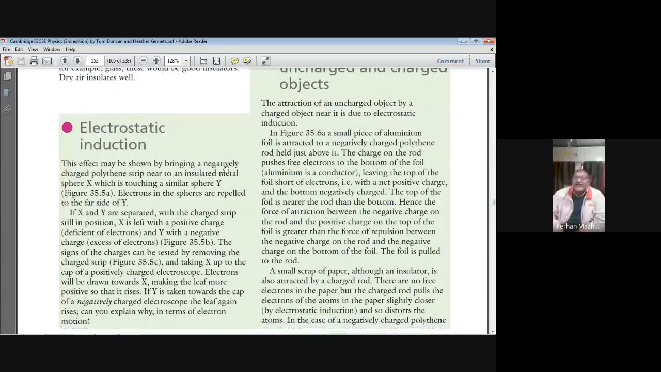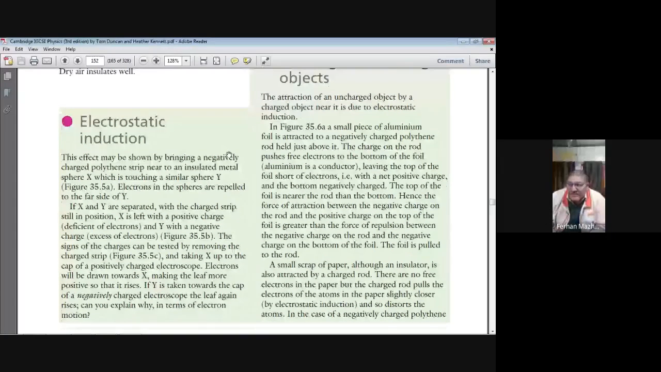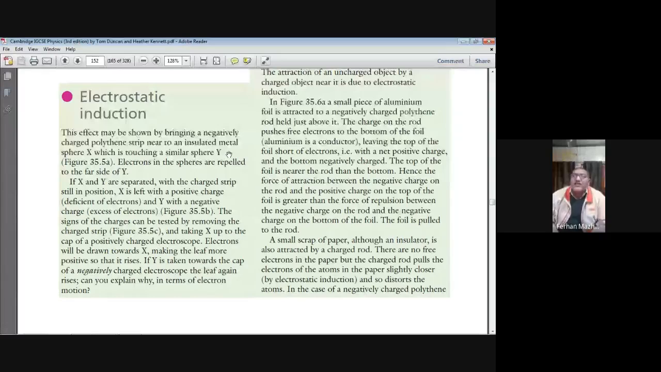In figure 35.6a, a small piece of aluminum foil is attracted to a negatively charged polythene rod held just above it. The charge on the rod pushes free electrons to the bottom of the foil because the aluminum is a conductor, leaving the top of the foil short of electrons. That is, with a net positive charge at the top and the bottom negatively charged. The top of the foil is nearer to the rod than the bottom. Hence, the force of attraction between the negative charge on the rod and the positive charge on the top of the foil is greater than the force of repulsion between the negative charge on the rod and the negative charge on the bottom of the foil. The foil is pulled to the rod.